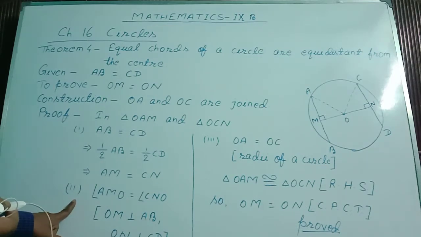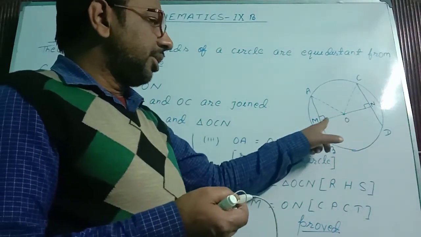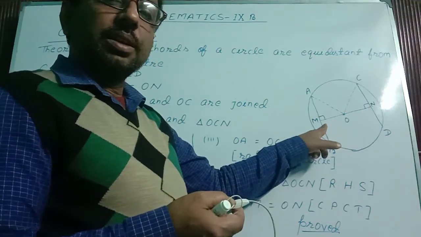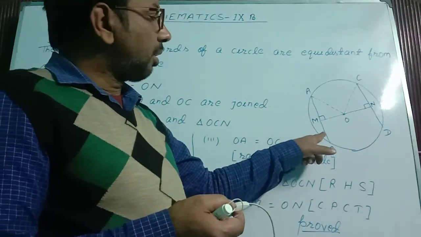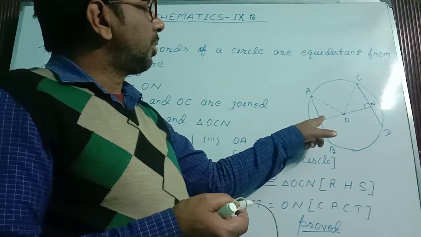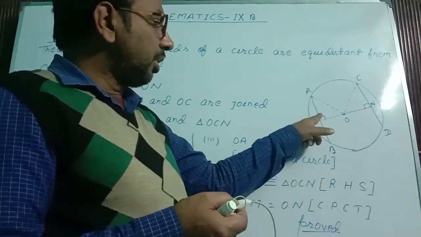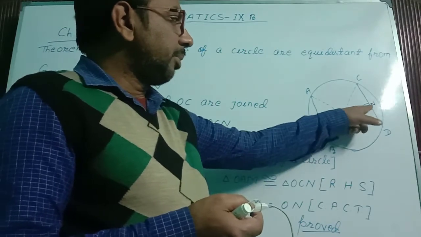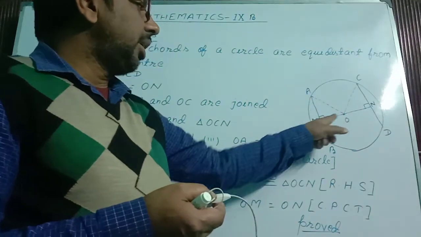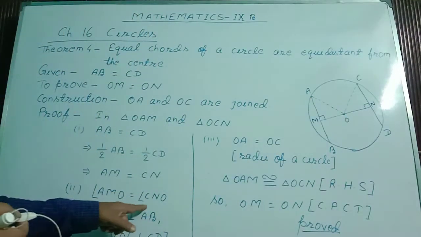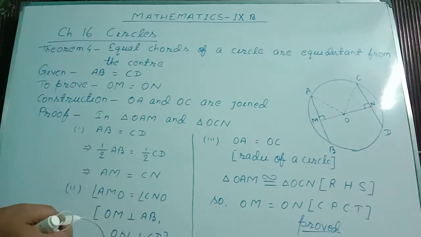Condition number 2. As we know, the line segment drawn from the center to the chord is the perpendicular bisector. The property of bisector I have used already. Now I will use the property of perpendicular. So this line is perpendicular to AB, here is 90 degrees, and this line is perpendicular to CD, so here is also 90 degrees. So angle AMO equal to angle CNO, that is equal to 90 degrees. So both angles became equal.